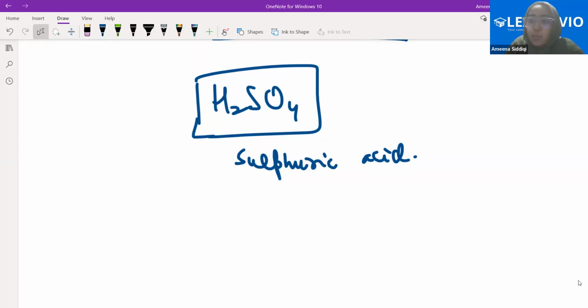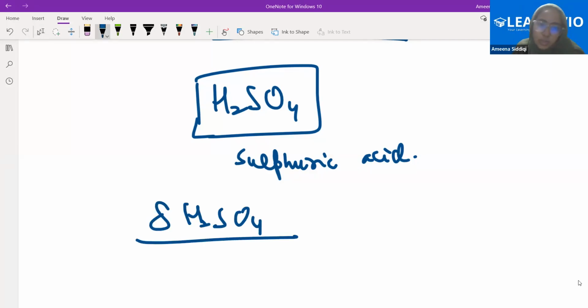Very good. In that one molecule of sulfuric acid, can you tell me the number of atoms of each element? How many hydrogen atoms? Two. How many sulfur atoms? One. How many oxygen atoms? Four. Very good. Now, if I say I have 8 H2SO4, what does this mean?